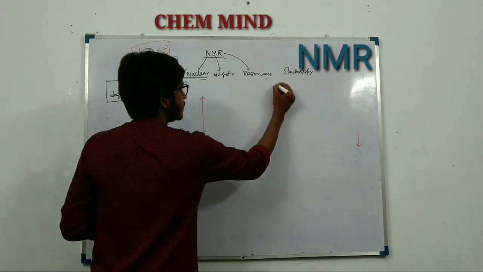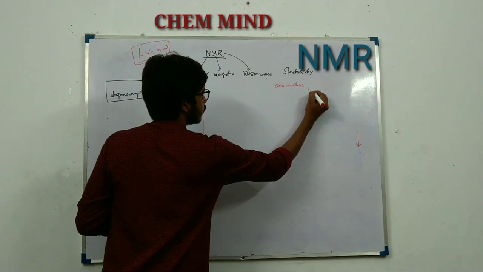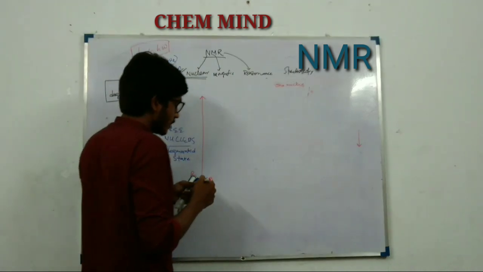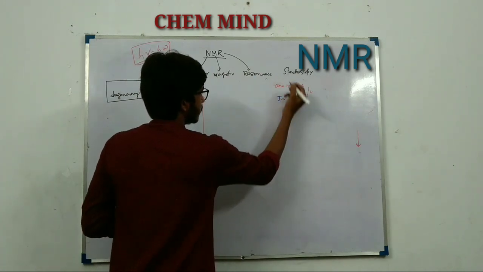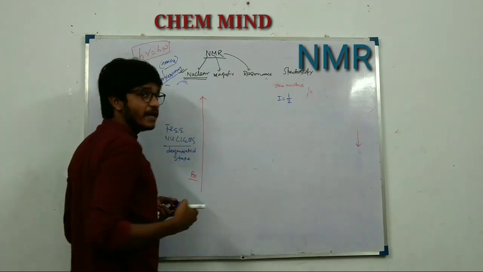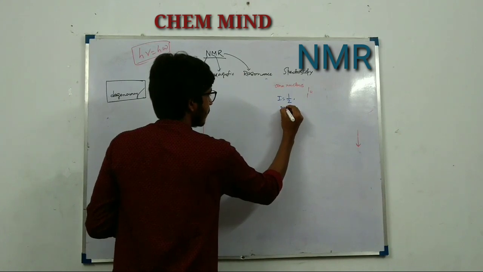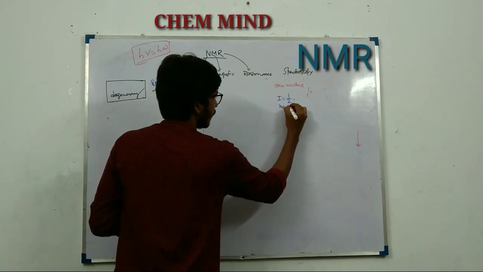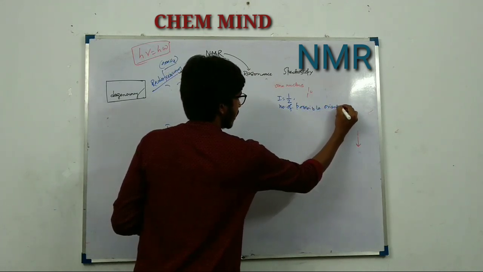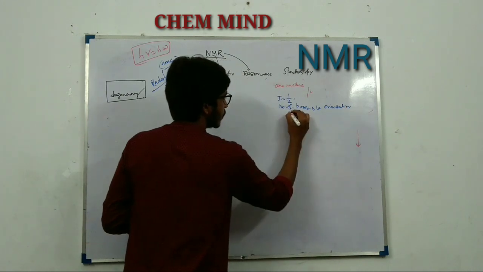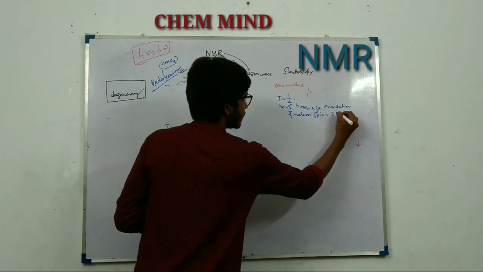Before that, I will write down one thing: let us assume one nucleus. You can assume that it is the 1H1 nucleus of the hydrogen atom. For this hydrogen atom, I equal to half, which means the spin quantum number is half. So what is the number of possible orientations of nuclear spin? That is equal to 2I plus 1.